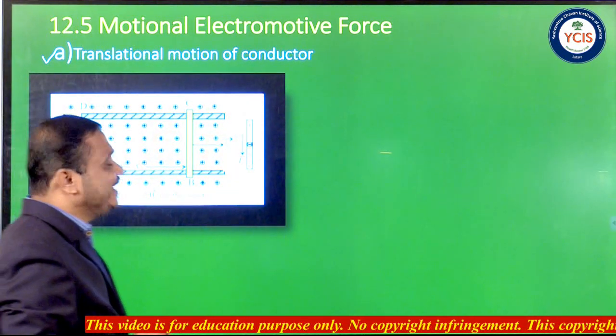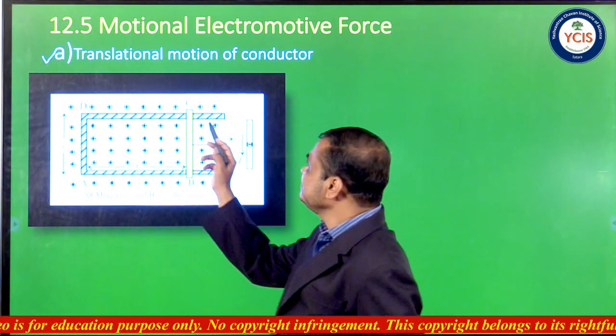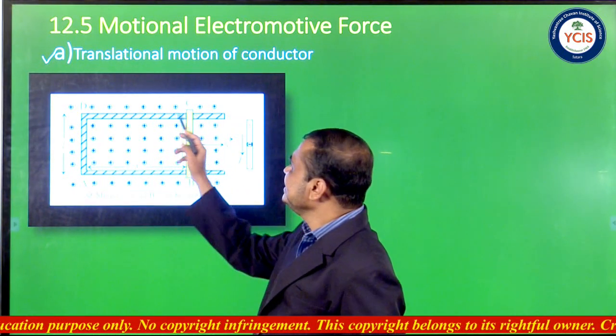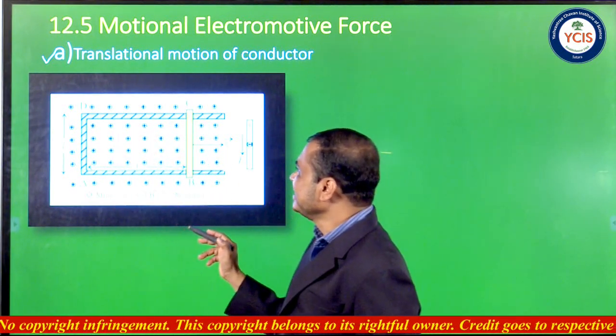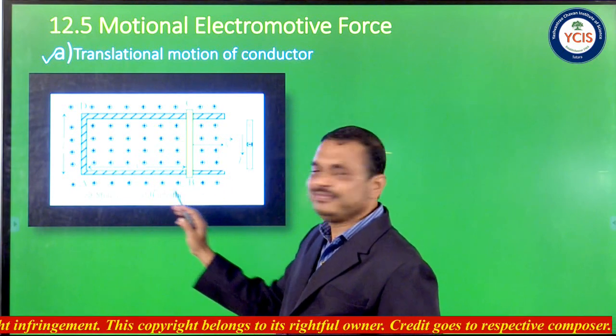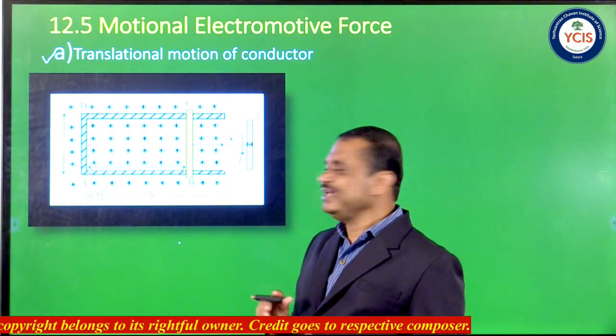EMF. So let us consider a figure. So what is in this figure? Suppose in this figure ABCD is a rectangular conductor. So it has 4 sides. The 3 sides AB, AD and DC are fixed in a magnetic field.